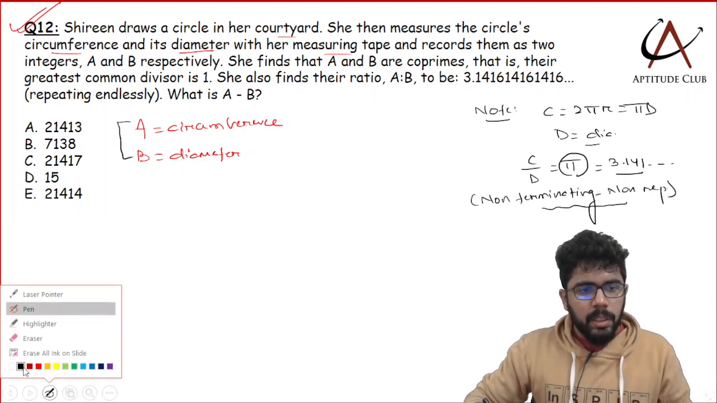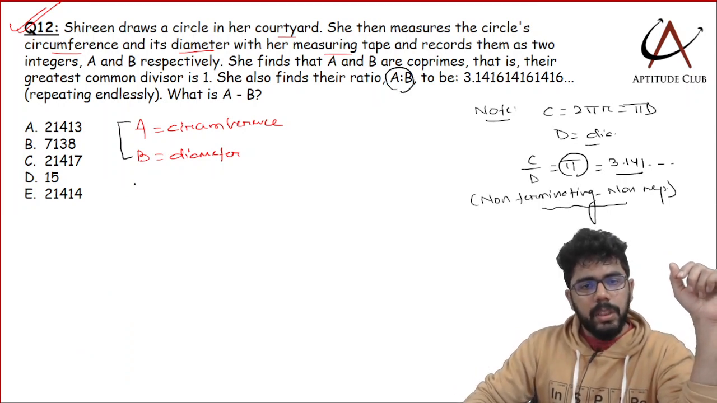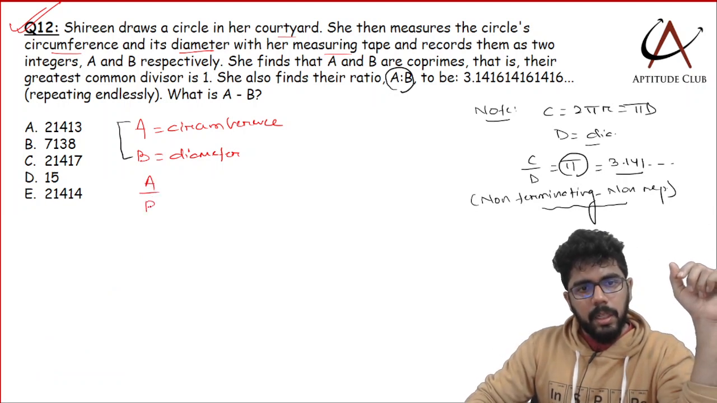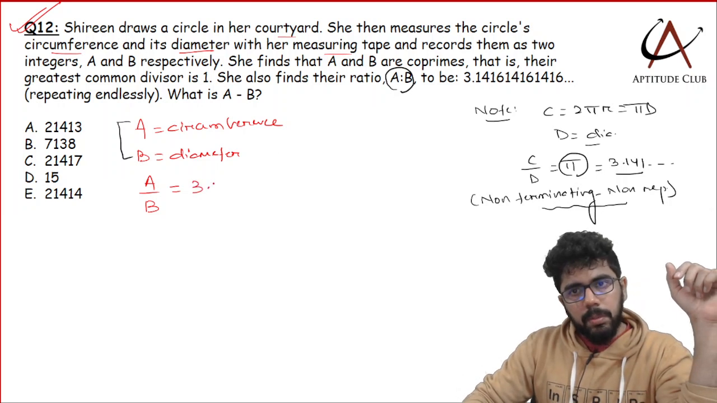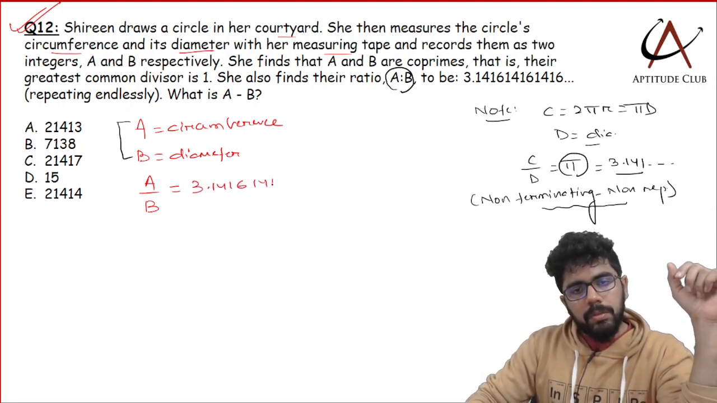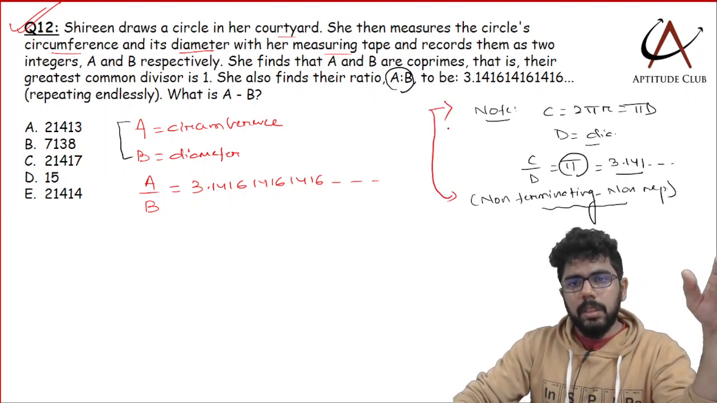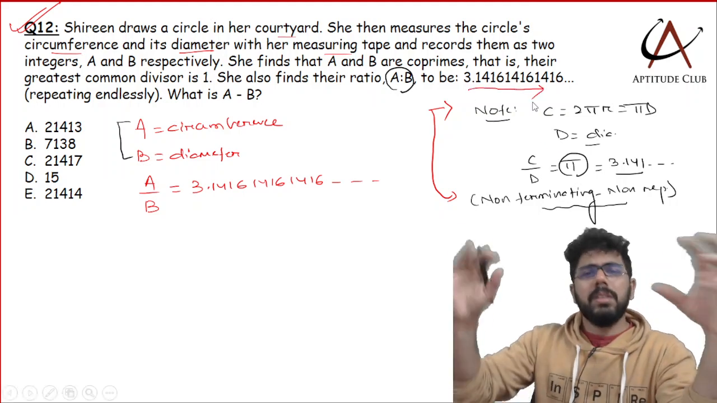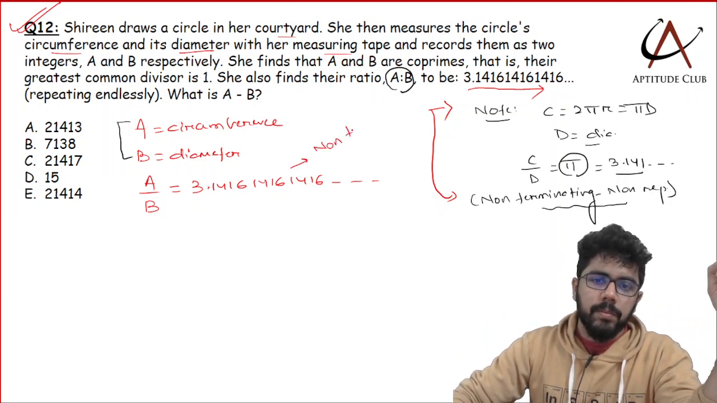But anyways, so she also finds the ratio of A is to B. वो A by B का ratio निकाले, and she finds the ratio to be something like this: 3.1416, 1416, 1416, and so on. Forget what I told here. Like this is the actual mathematical principle, pi का value, but she is getting something like this. Maybe थोड़ा measurement error हुआ होगा, but she is getting a non-terminating and repeating decimal.